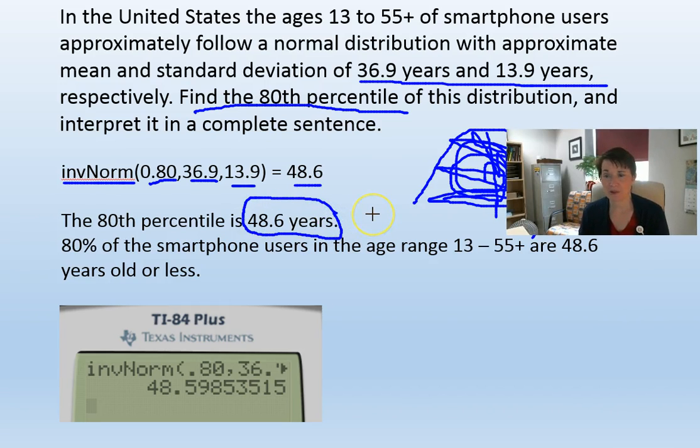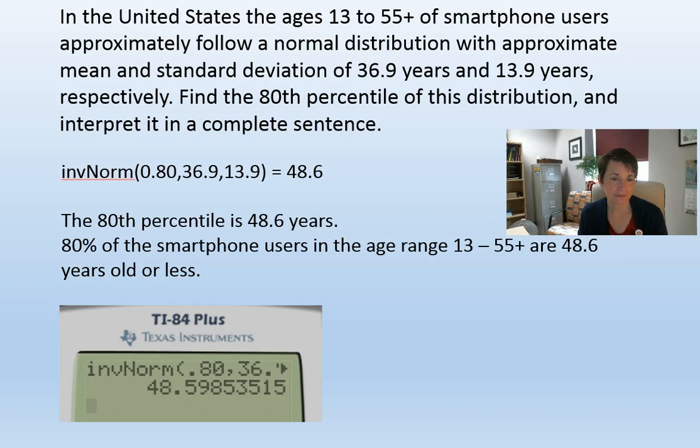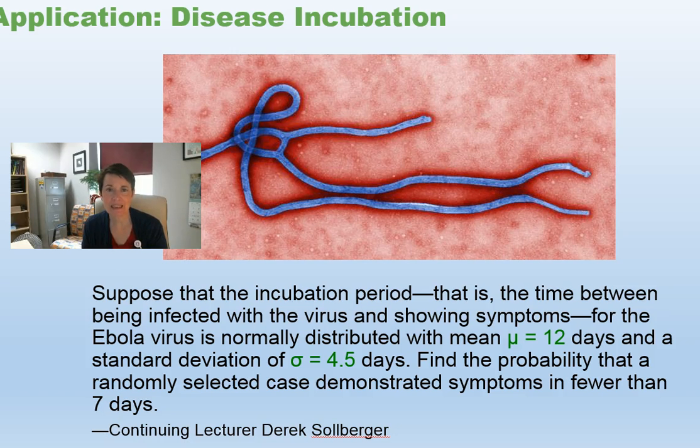I hope by drawing these pictures, it helps to make it more clear in my mind, and hopefully it will in yours too, so that 80% of smartphone users are in that lower range. They're 48.6 or less. We'll just go through some of these examples at the end of this PowerPoint, just to make sure you understand how the calculator is going to be helping us to solve these.